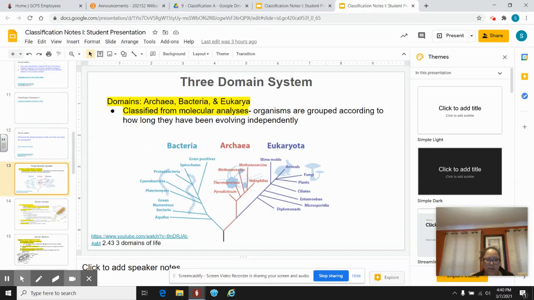So we are going to take a look at the 3-domain system. This is a system that is used now. It's archaea, bacteria, and eukarya, and it's classified by molecular analyses. So again, we are looking at the DNA, and then we have grouped organisms based on those evolutionary relationships. So we are going to take a look at all 3 systems, and then we are also going to be taking a look at the kingdoms that fall within them.